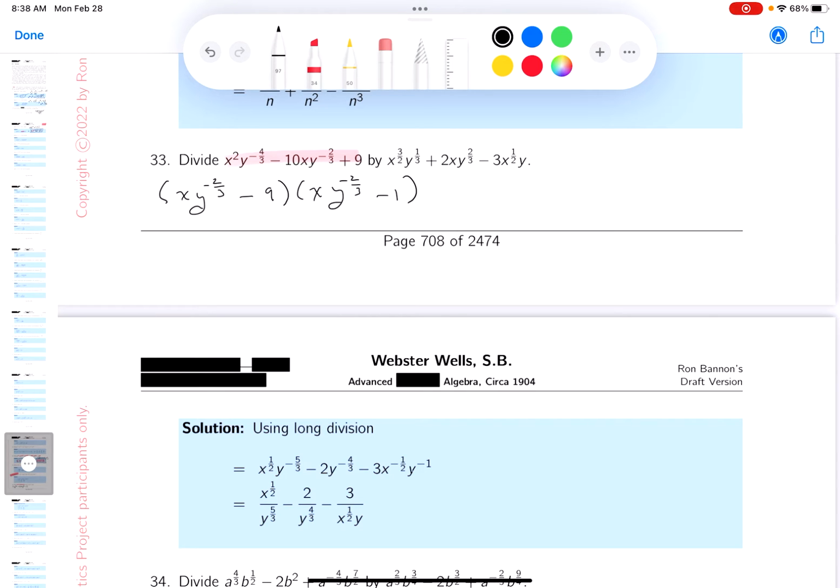If you look at it, you get x squared, y to the minus 4/3. You do get plus 9 in the end, and you get minus 10, x, y to the minus 2/3 in the middle. Now, I'd also like to do the other one like that. So I want to look at this other one here.